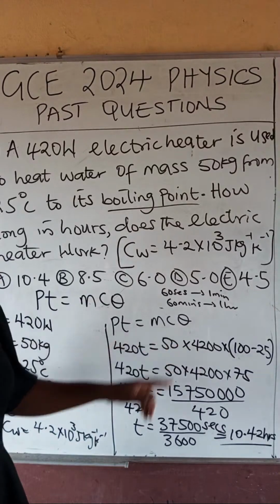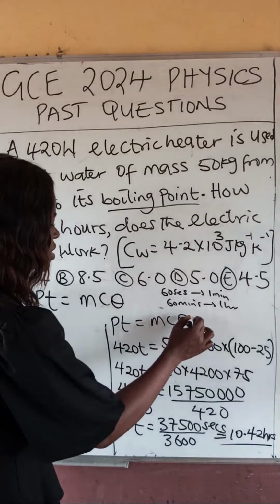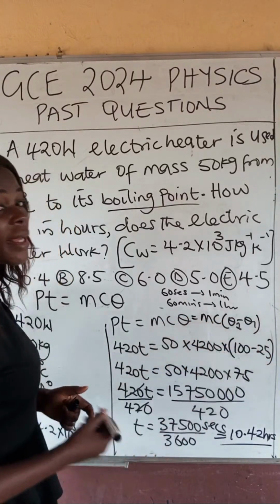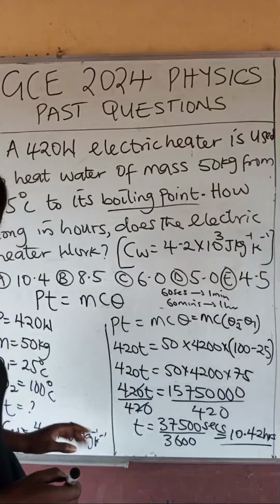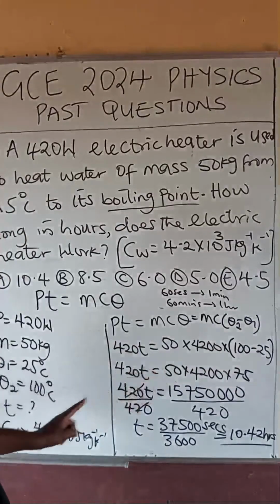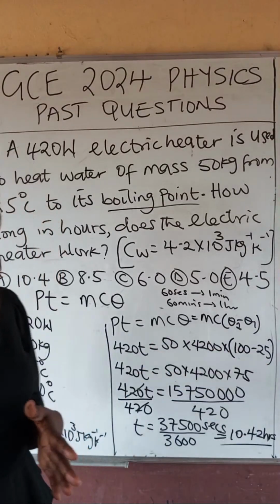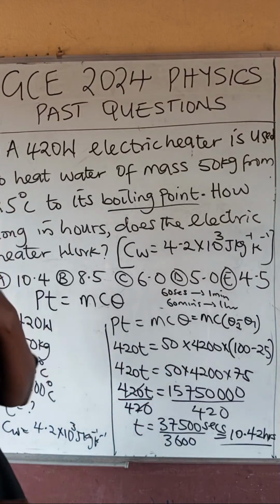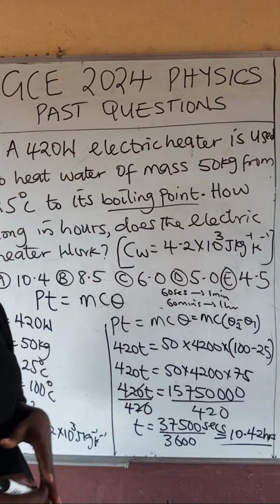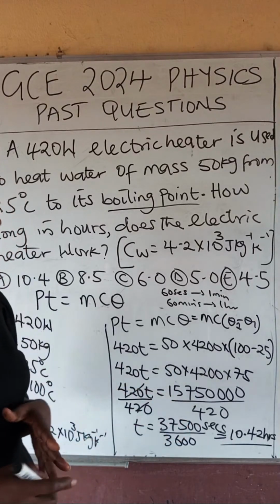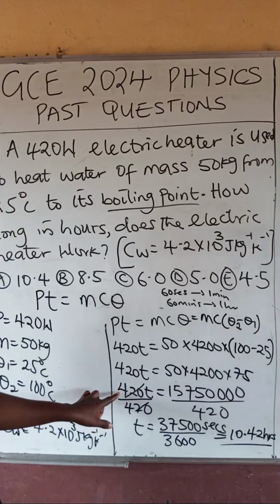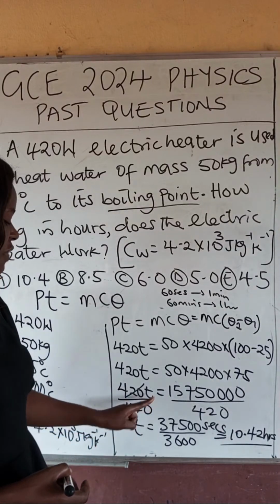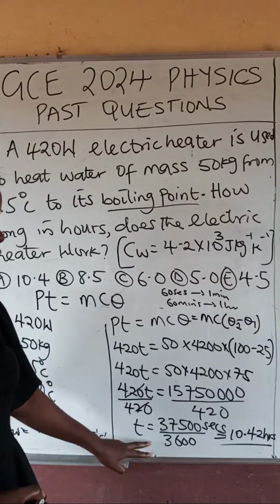Then my difference in temperature means the same thing as saying what? MC bracket theta 2 minus theta 1, right? It's still the same thing as change in what? Temperature. So when I got to that point, my theta 2 is 100 and my theta 1 is what? 25. Then I subtracted to get 75 and I multiplied to get 15,750,000, right? Then is equals to 420T. Because I'm looking for the time, then I divide by the coefficient of T, which is 420.